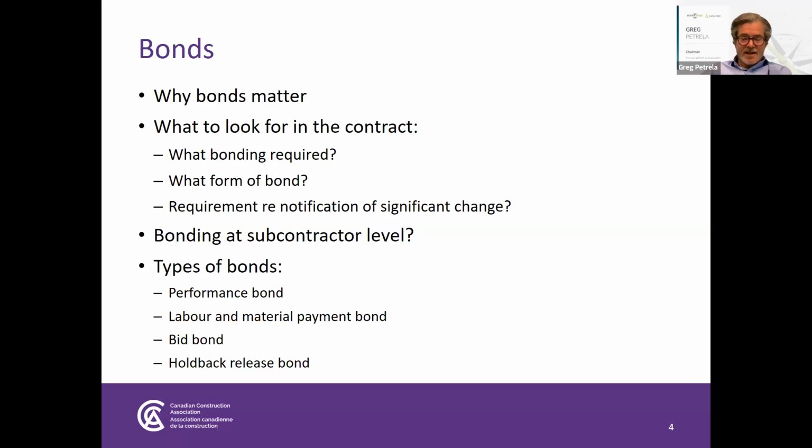But can I just add to that one? Because I'll tell you something. In the United States, you know what the common bond spec is? When I say common, I mean all the time. It's 100% performance bond and 100% payment bond.